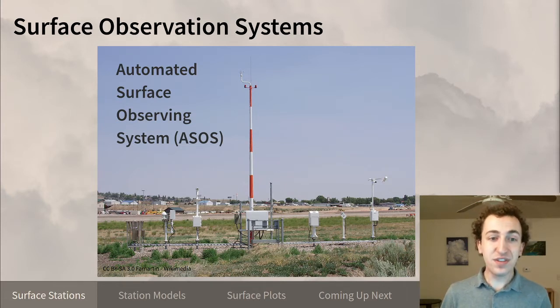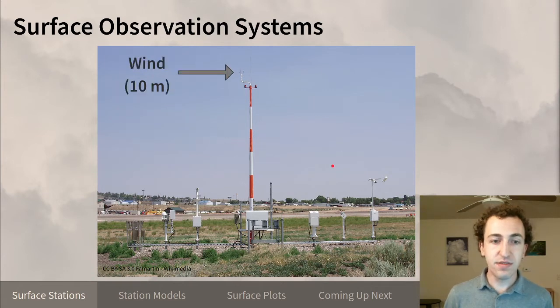The gold standard for these systems that observe surface weather data are the Automated Surface Observing Systems, or ASOS stations. These are the kind of stations that you'll see at your larger airports, and they're really, again, the gold standard for surface observing systems. They're usually done in coordination between the FAA, Federal Aviation Administration, and various weather agencies. And we'll go through the instruments that these typically consist of.